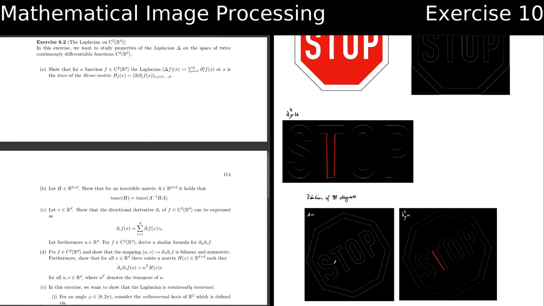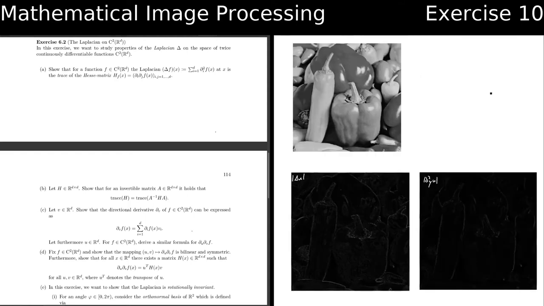The Laplace operator, however, does not experience this difference, which is a first observation of the rotational invariance of this operator. As a second example, I brought to you a photo of some bell peppers. Here we visualized the absolute value of the Laplacian and the absolute value of the second derivative. In this case, we have edges with orientation in all different directions. And also in this example, we see that the edges are much better detected and localized using the Laplace operator than the second derivative in one spatial direction.